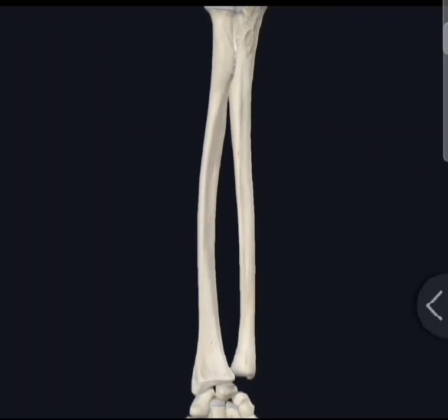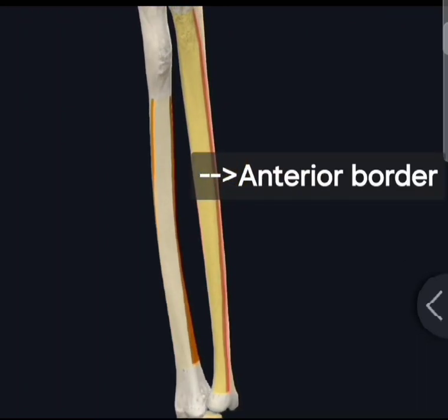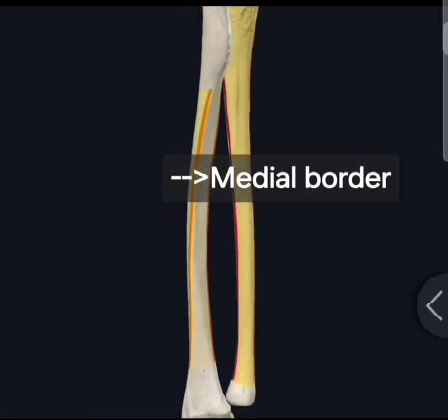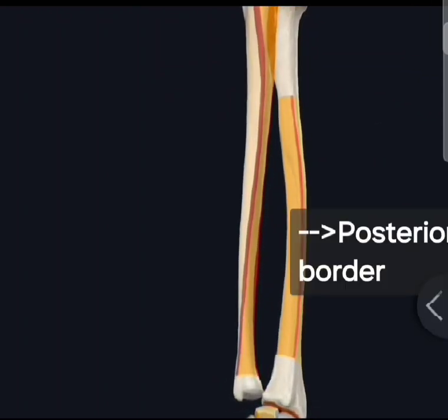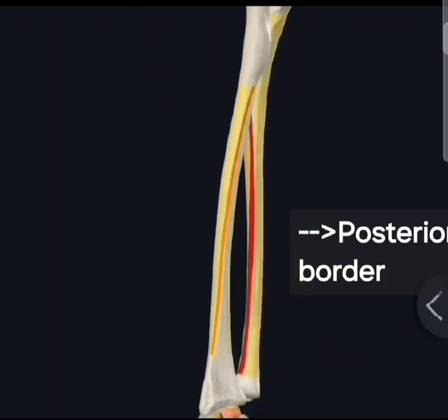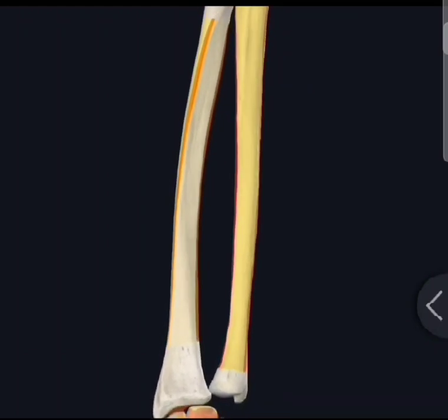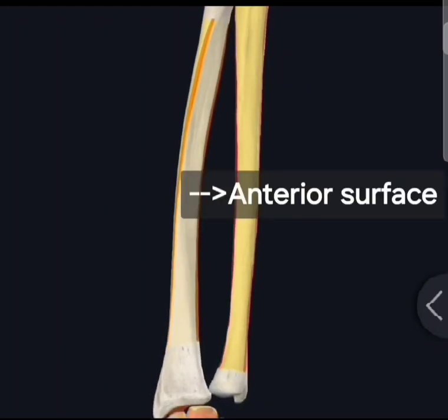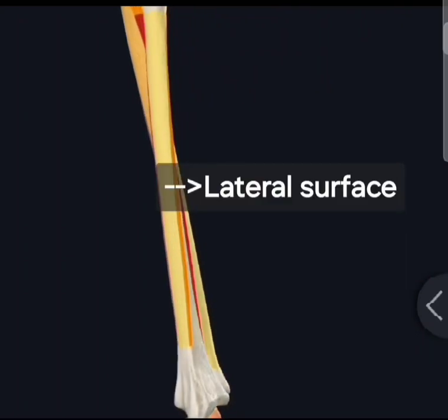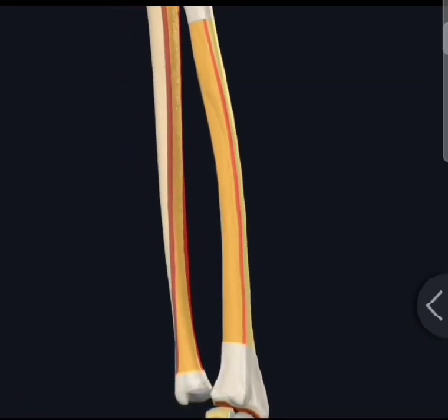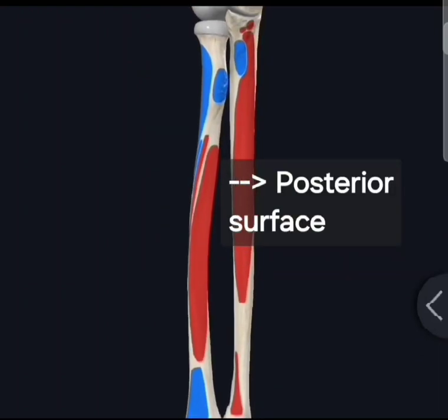Coming to the shaft, the shaft is triangular, presents 3 borders: anterior border, a sharp medial border or interosseous border, and a posterior border coming from the radial tuberosity to the styloid process, and 3 surfaces: anterior surface or flexor surface, lateral surface between the anterior and posterior borders, and a posterior surface between the medial and posterior borders.